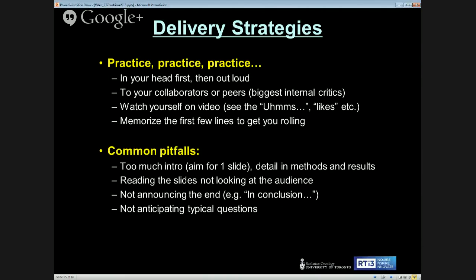Reading the slides, we already talked about this, instead of looking at the audience. I think sometimes it's also important to announce the end of your talk. So say on your last slide, in summary, in conclusion, or even say something like, now I'll take questions.